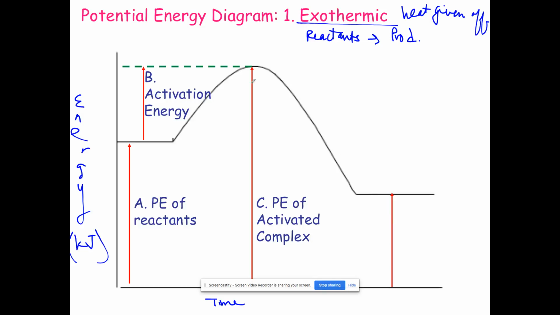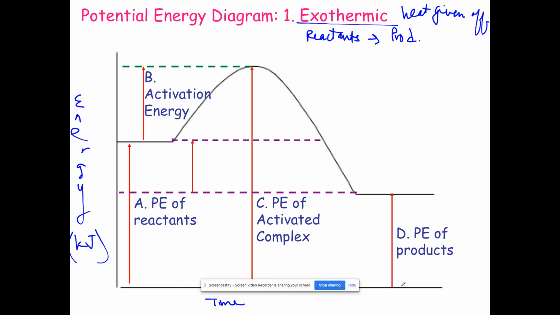Flat lines again. And so what does it mean when it flatlines again? That means our reaction is done. And so if the reaction is done, we have products. This is the potential energy of the products. Now, the last section is the difference between where you start and where you end. And you'll notice it doesn't matter how high this curve goes, as long as you start here and end here.